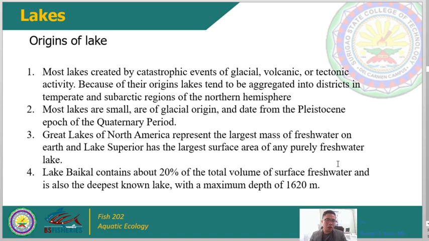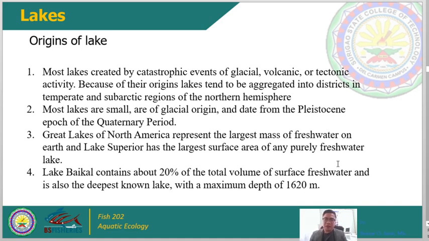Secondly, most lakes are small or are of glacial origin. So most small lakes have glacial causes. Glacial means the breakage of the ice, particularly in the northern and southern hemispheres, the polar regions, and they date from the Pleistocene epoch of the Quaternary period. So these are the second cause or factor that originates a lake, why lakes form, particularly in the upper hemisphere and the lower hemisphere.